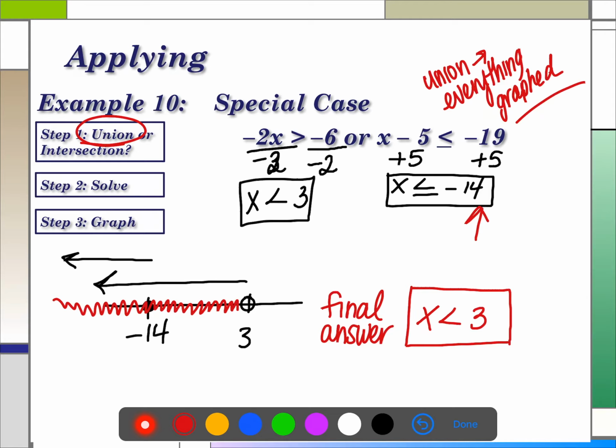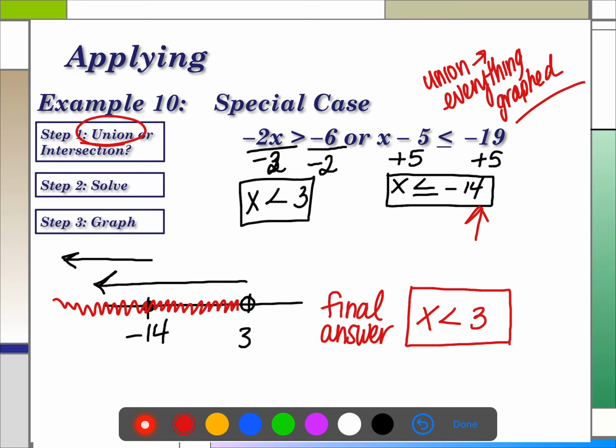Okay, so the really important thing about compound inequalities is that you remember what each one takes. An intersection takes the overlap, and a union takes everything that was graphed. If you remember those two principles, you will be fine when you create your table of values.